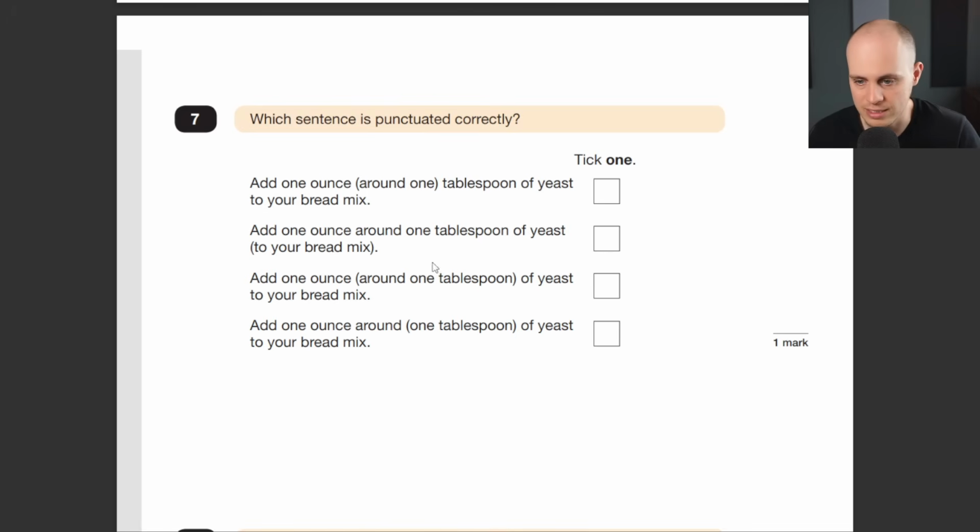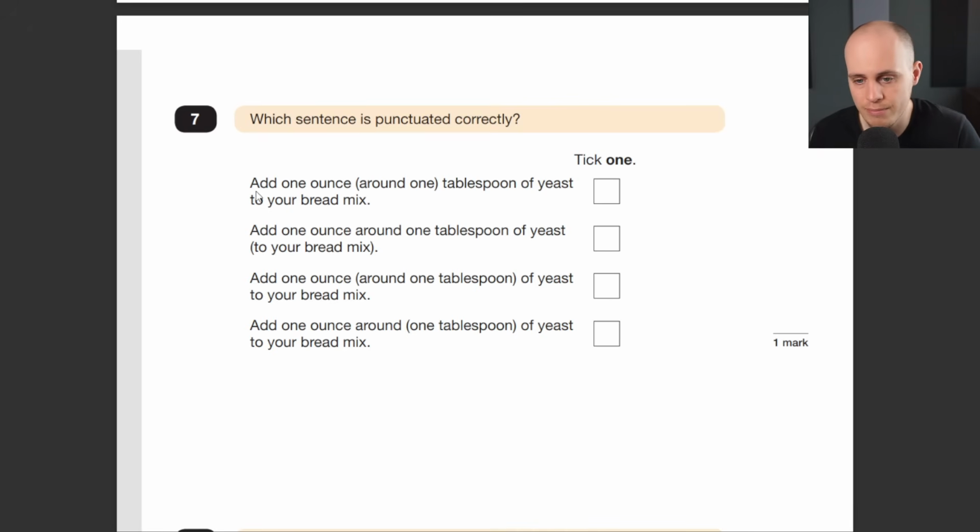Number 7. Again, which sentence is punctuated correctly? So we're looking at brackets this time, as you can see. In other words, which one's got the brackets in the right place? Add 1 ounce around 1 tablespoon of yeast to your bread mix. Now, without any expression, it sounds very weird. How do I think it's supposed to sound? Well, I think it's supposed to sound like this. Add 1 ounce, around 1 tablespoon, of yeast to your bread mix.